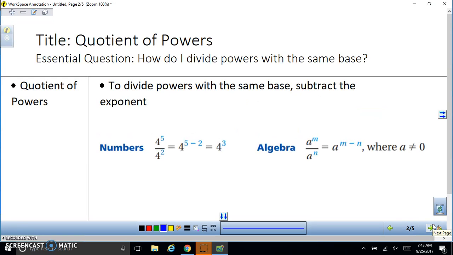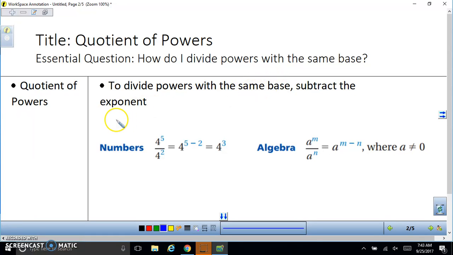Alright, let's go ahead and title this Quotient of Powers. Remember, quotient means the answer to a division problem. And your essential question is how do I divide powers that have the same base? Because there is an easy way to divide them. So let's just jump right on into that.